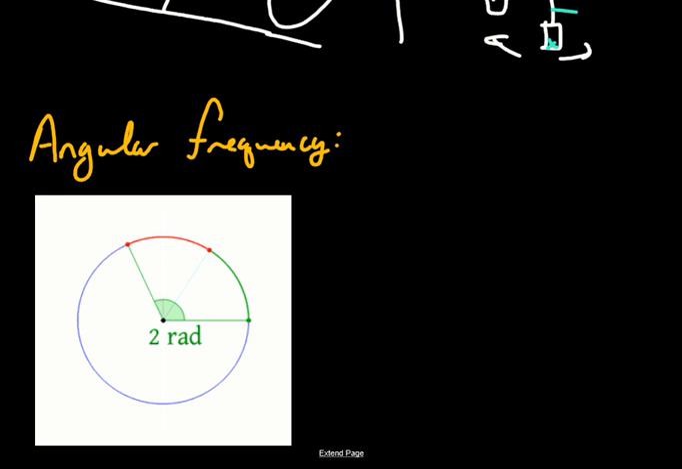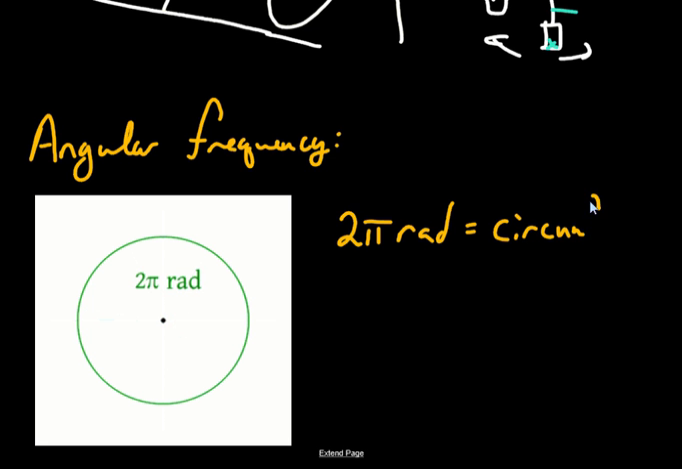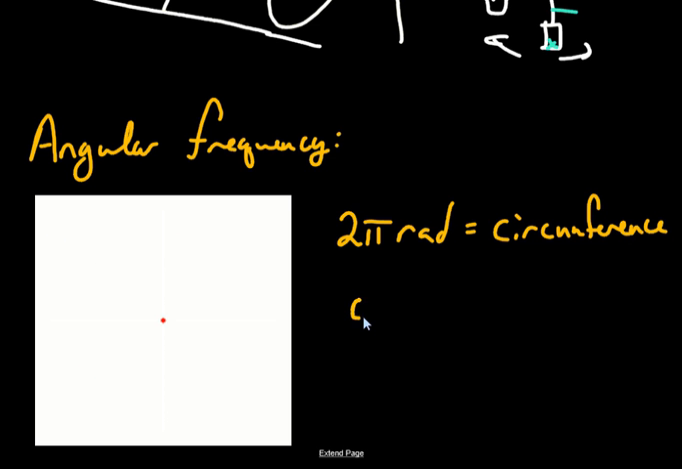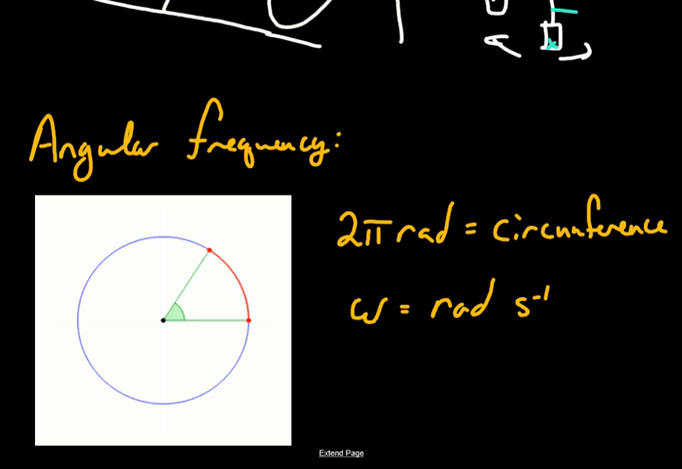So we know from our younger days that there are 2 pi radii, in this case radians, equal to 1 circumference. That's what a radian is. So angular frequency, which is measured in omega, is basically equal to how many radians are going by every second. How many radians per second are we doing?